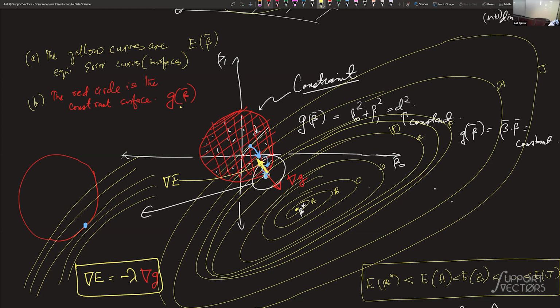Because here, when we look at it, this is the gradient of G, and this is the gradient of E, isn't it? So this equation holds true. Would we say that, guys? Ask me questions, guys. Stop me here, because this is a very, very crucial point.